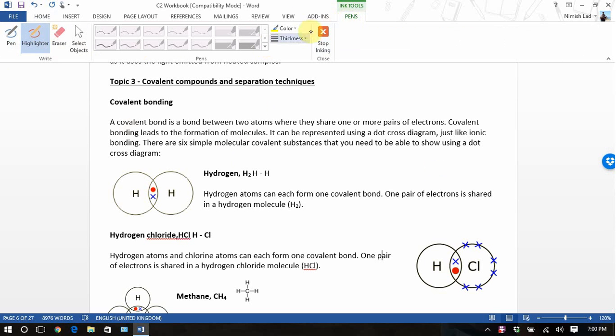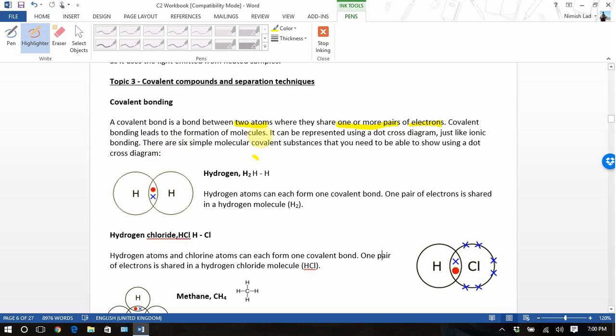Let's get the highlights on. Let's go. So, covalent bonding. We talked about ionic bonding in topic 2, where there's a transfer of electrons. Covalent bonding is a bond between two atoms, and they share one or more pair of electrons. Covalent bonds can be between more than two atoms also, and so covalent bonds lead to the formation of molecules.